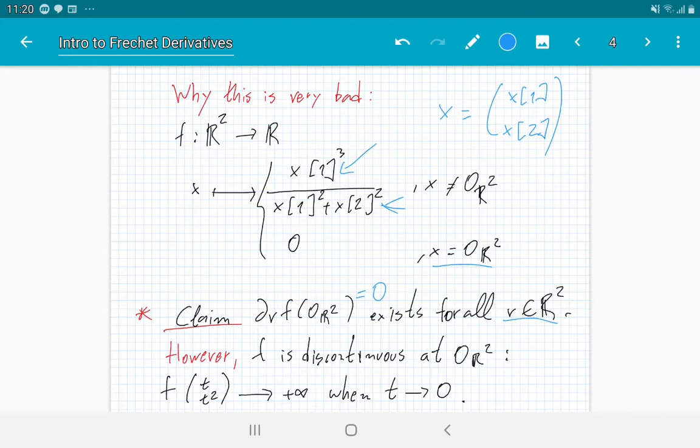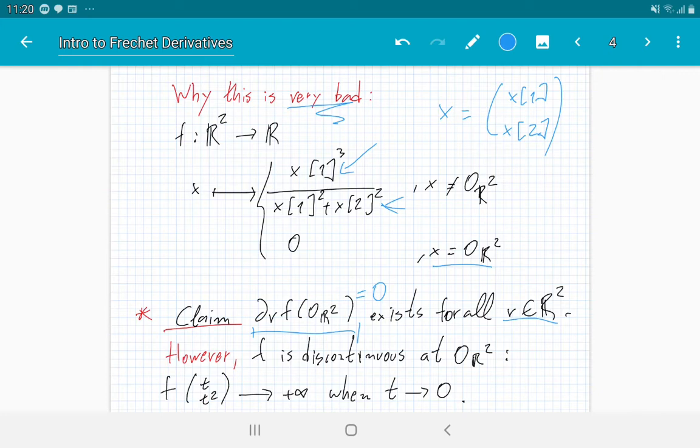Okay, now let's try to make sense of this. First of all, why am I saying that this is very bad? Well, I told you that a good definition of the derivative should be such that if I know a function is differentiable at a point, then I know it has some nice properties. So one very basic property of derivatives of functions defined over the real line is that if the function is differentiable at a point, it's continuous at that point. And here we see that a function can have directional derivatives in all directions and still be discontinuous at a point.